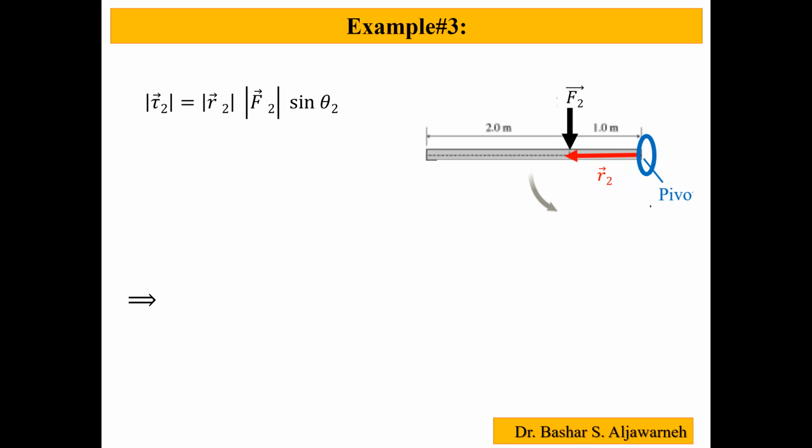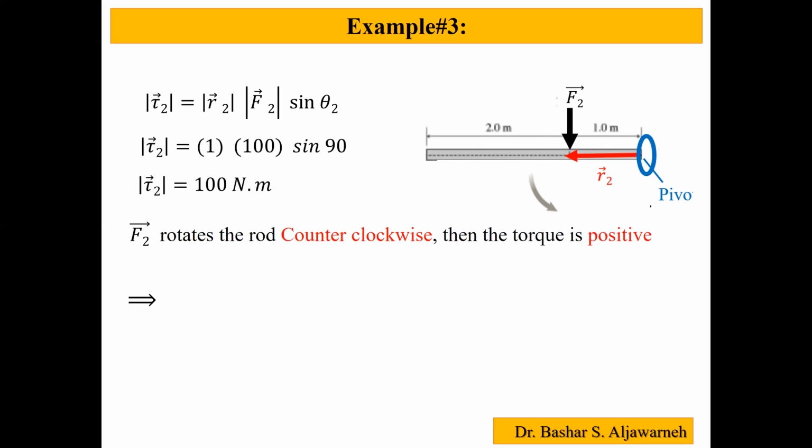This is number one. Number two, this force here, F2, is perpendicular to R2, so it's going to be R2 times F2 sine theta 2, where the angle here is 90 because F2 and R2 are perpendicular to each other, and the torque is positive because it's counterclockwise. Therefore, the torque is 100 newtons times meter.